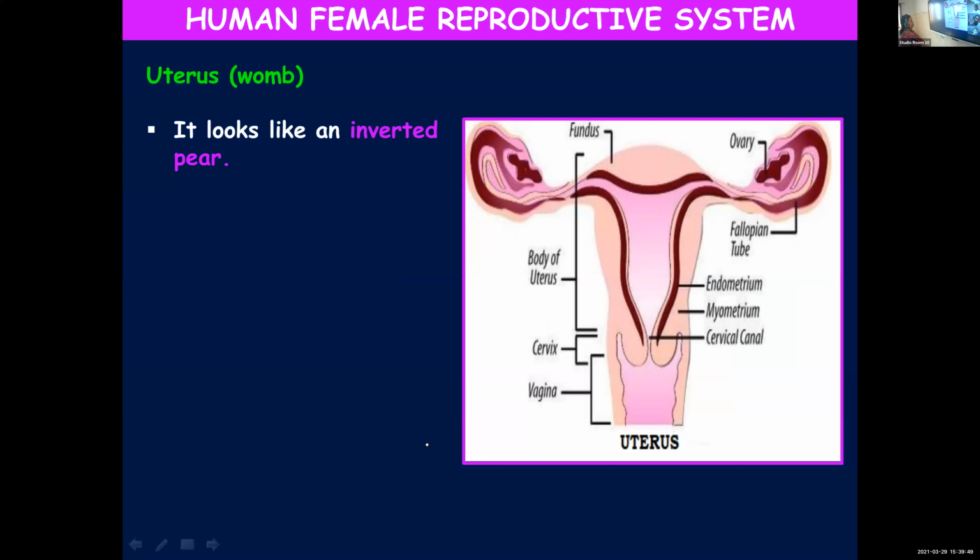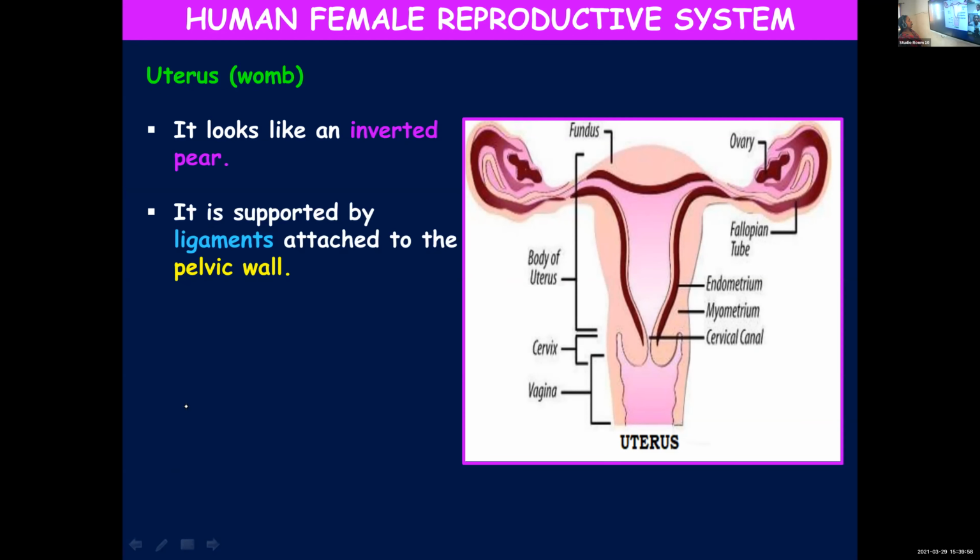Uterus, or else we call it womb. It looks like an inverted pear. All that we had discussed, but the slide was not there, so that's why I'm repeating it again. And it is supported by ligaments. The uterus is attached to the wall of the pelvis or pelvic region by means of ligaments. And it has three parts.